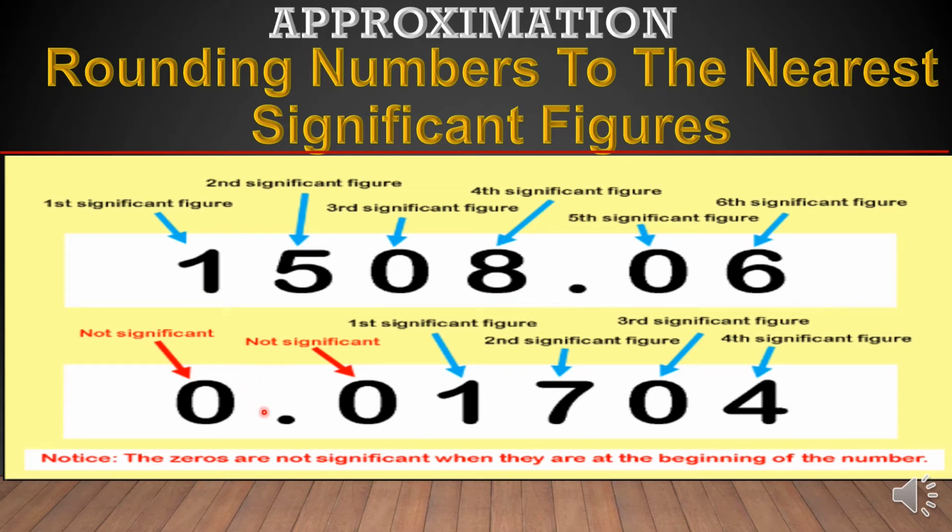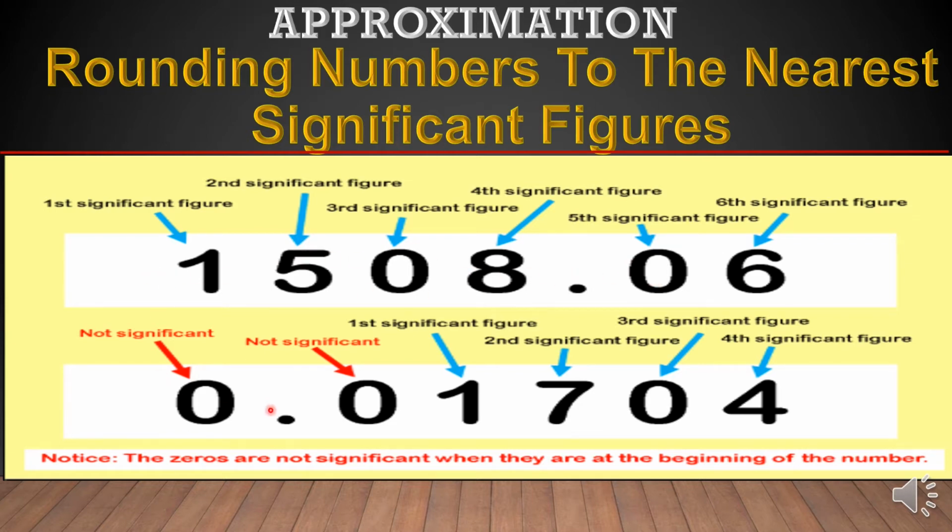To further understand the concept of significant figures, let's consider these two numbers: 1508.06 and 0.01704. For the first number, my first significant figure is 1, because 1 is my first non-zero digit. The second is 5. The third is 0. This 0 is significant because it is coming after non-zero digits. Same with the other 0 in the number.